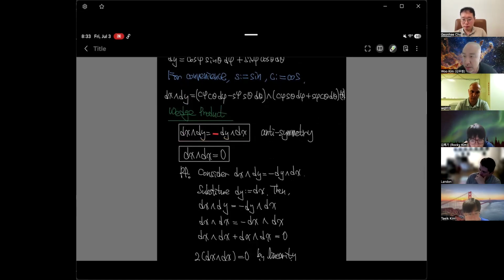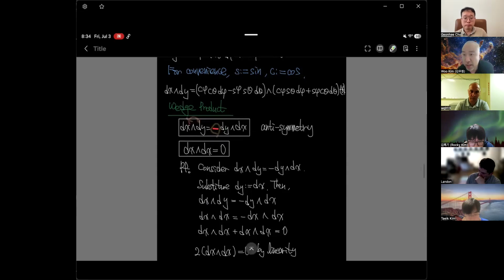Earlier, as Dr. Cho said, this is oriented. I think it's related to orientation. So this part is anti-symmetry, or anti-commutativity. If we swap them, then this negative sign comes out. And then we can deduce that dx wedge dx equals 0.